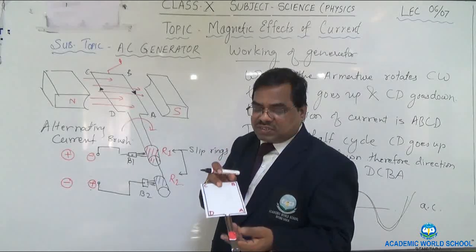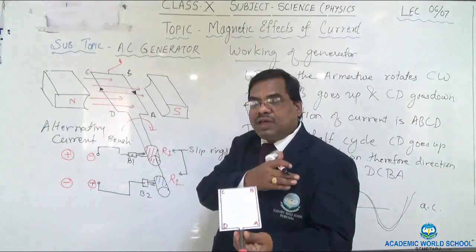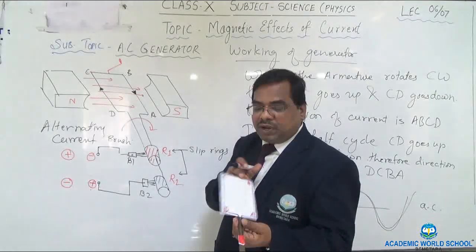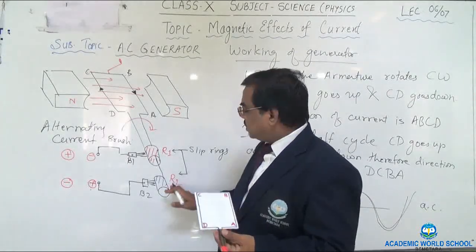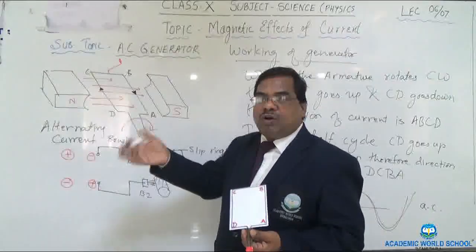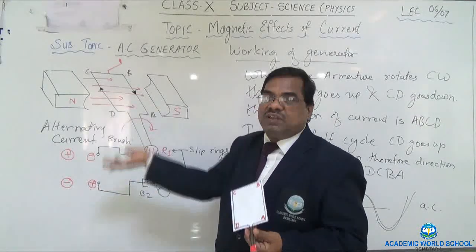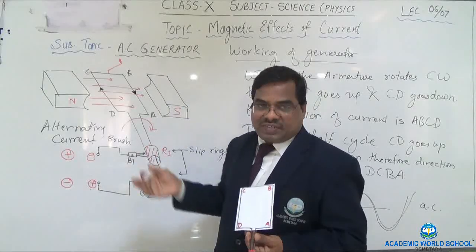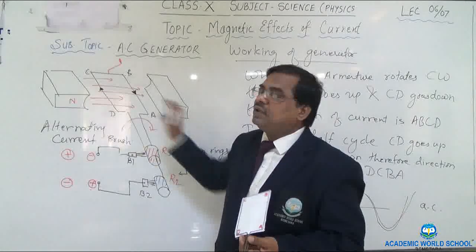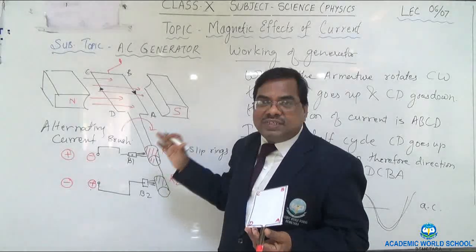When it rotates, now CD has come up on the left hand side and AB has gone on the right hand side. AB will go down and CD will come up. This time, ring 2 will be negative and ring 1 will be positive. Because of this constant changing of polarity, we get a current which is reversing its direction after every half cycle. This kind of current is called alternating current. This diagram I have made here is the diagram of an AC generator.